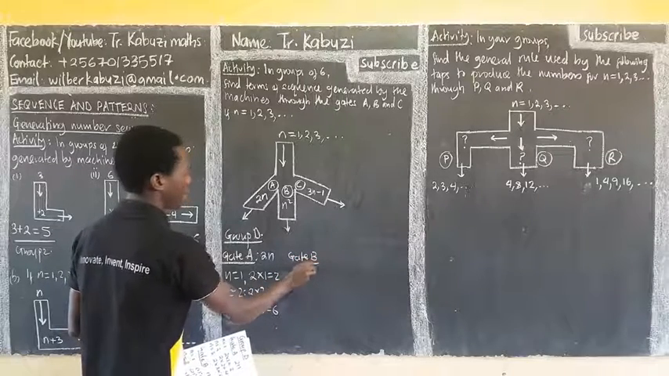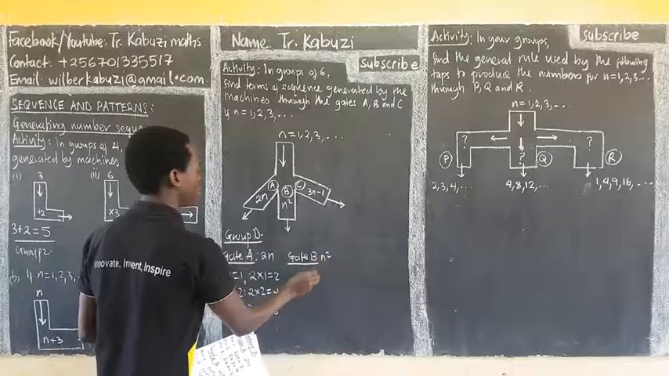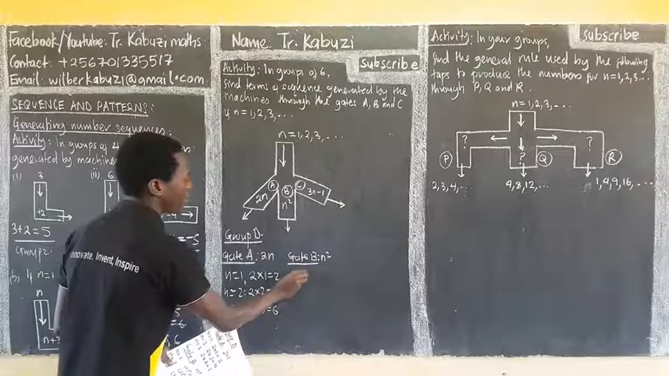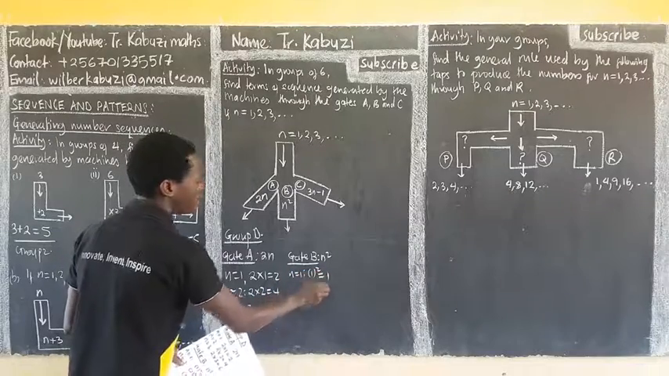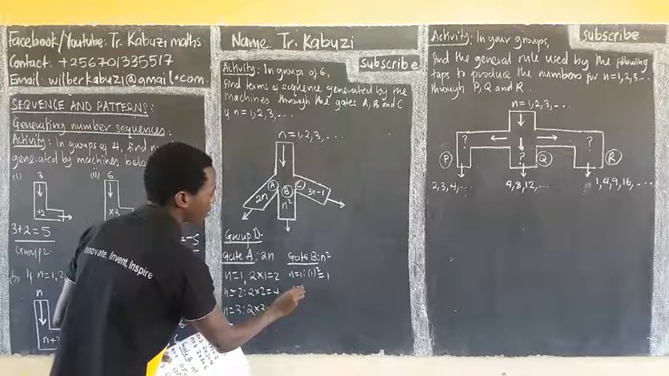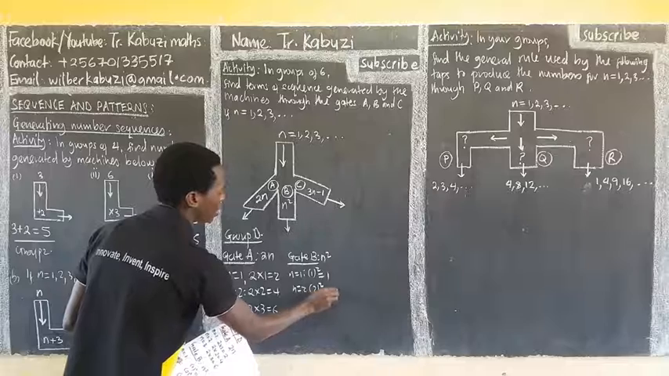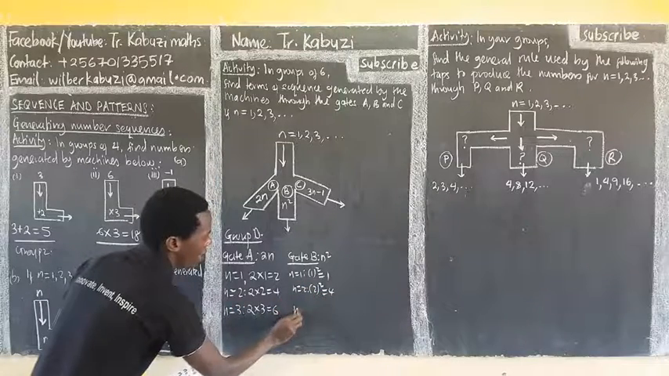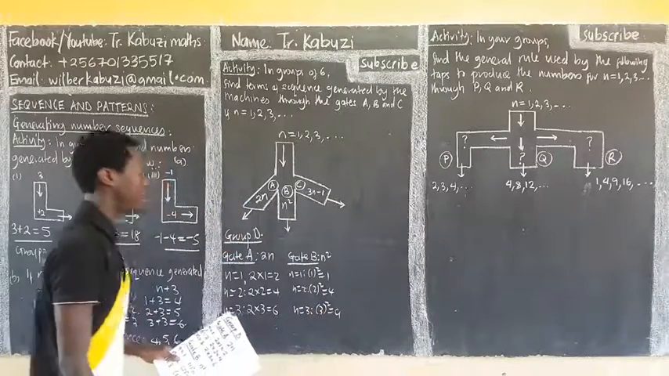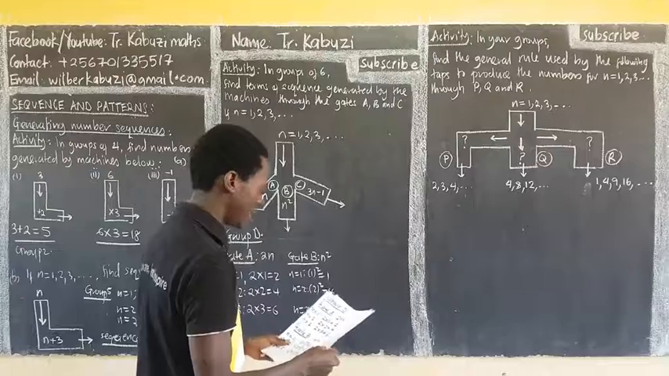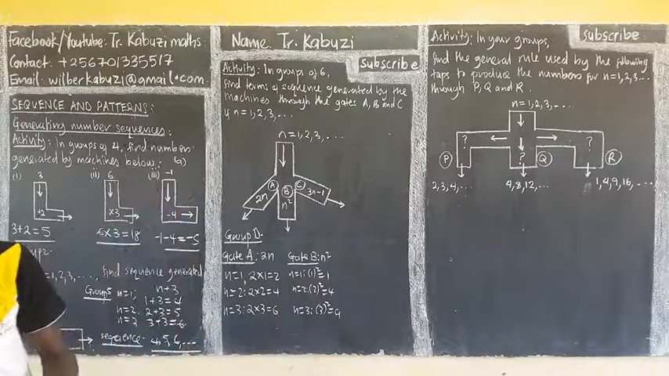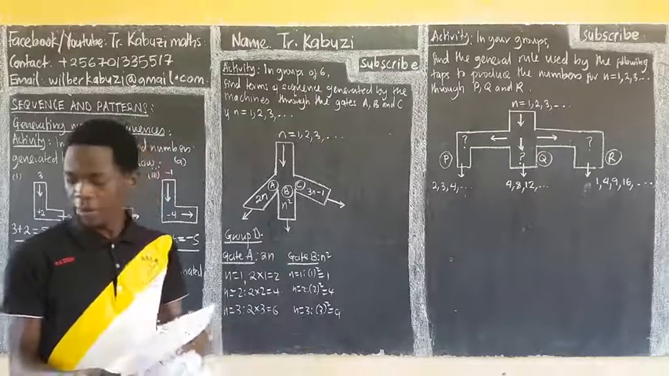Then they came to gate B. Gate B was having n squared. So when n is 1, we have 1 squared, which is 1. When n is 2, we have 2 squared, which is 4. When n is 3, we have 3 squared, which is 9. So that's how they were able to get this. Then from there, we come to group 2. I didn't see group 2. This one we finished.